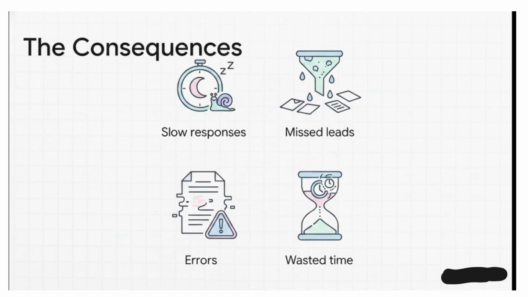Look, when you rely on humans to do robot work, the consequences are honestly pretty severe. You get slow response times, mostly because humans have to sleep, eat, and take weekends off. You get leads that just slip through the cracks of a chaotic inbox. You get human errors, like a misspelled email address or a forgotten CRM entry that literally derails a potential deal. And you waste hours on deeply repetitive tasks. In today's hyper-competitive market, responding slowly doesn't just mean a frustrated prospect. It directly translates to losing customers to competitors who simply answered first.